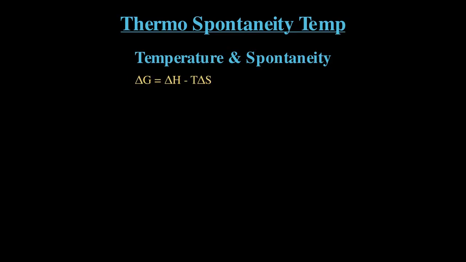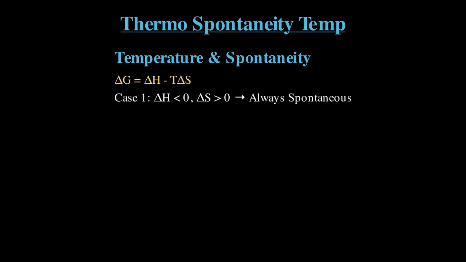Hello students. Let's explore how temperature affects whether a reaction is spontaneous. We use the Gibbs-Helmholtz equation, delta G equals delta H minus T delta S. The spontaneity depends on the signs of enthalpy change, delta H, and entropy change, delta S. This gives us 4 possible cases. Case 1, when delta H is negative and delta S is positive, the reaction is always spontaneous at all temperatures because delta G will always be negative.